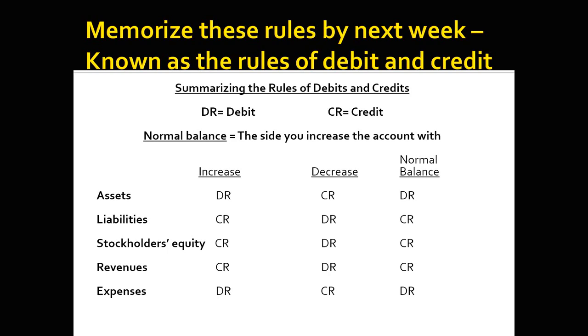Let's look at the 3 that are exactly the same. Liabilities, stockholders' equity, revenue. Even though they are completely different, I'll talk about that in a different slide. Let's just get rules debit and credit first. Liabilities, stockholders' equity, revenue. Whenever you increase in those areas, you will credit. The normal balance of those 3 different elements are credits. When you decrease any one of those elements, you will debit.